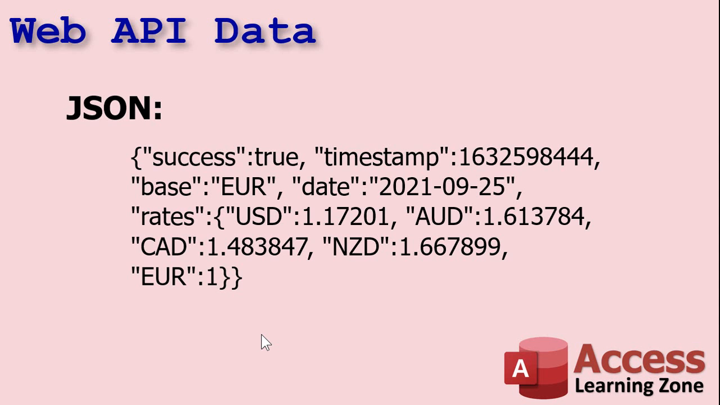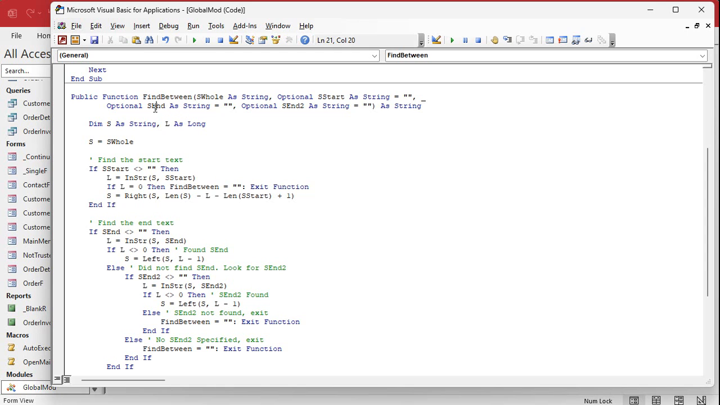Why 2 end tags? Well, if you look at this data that's returned here for the currency conversion, notice that US dollars, Australian dollars, Canadian dollars, these all have commas after them, but the last guy in line does not have a comma. So you might want to also look for that curly brace. That's why I have it so you can optionally have a second end tag as well. So if that's the case, you send in the first tag here and then optionally the second tag.